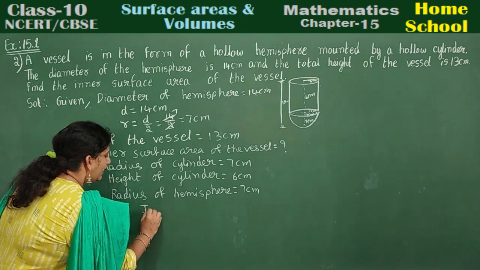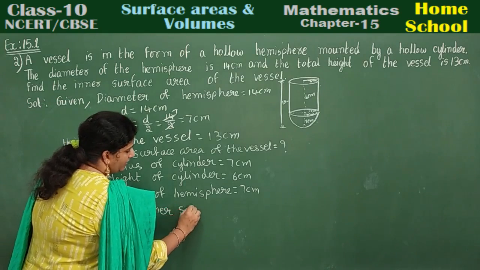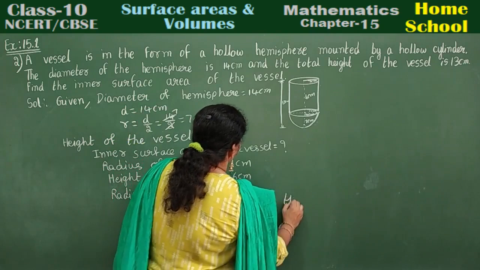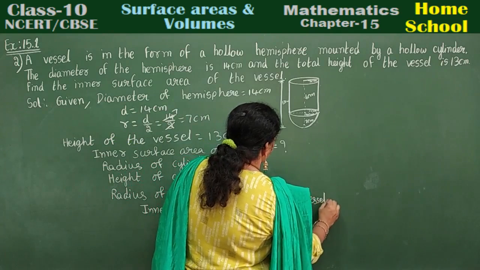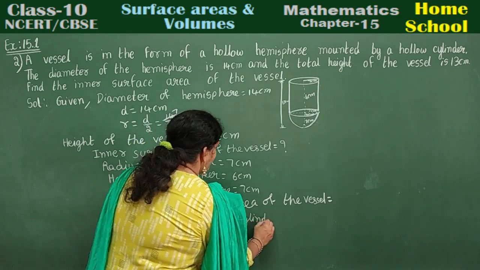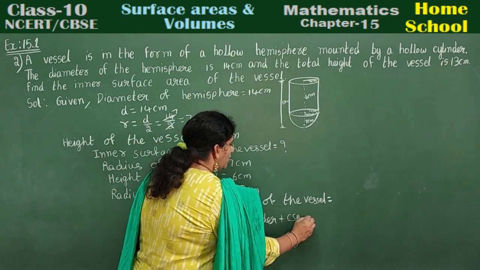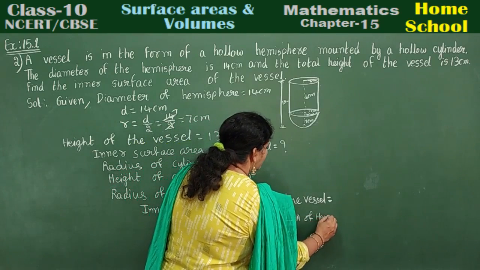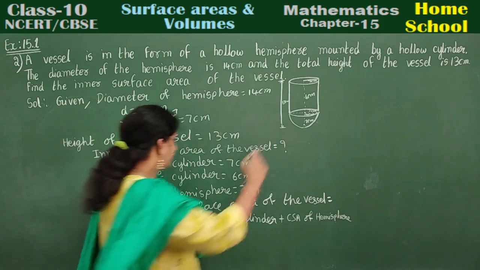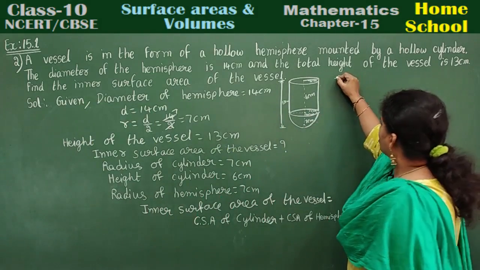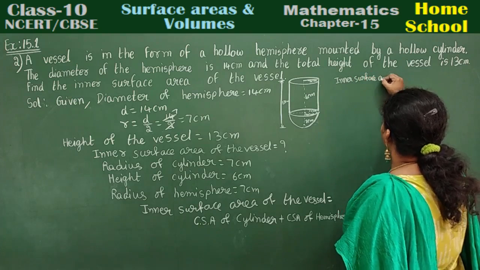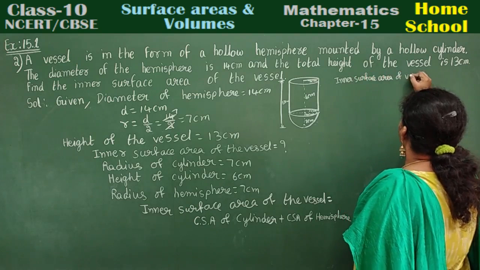Right, here the inner surface area of the vessel is equal to CSA of cylinder plus CSA of hemisphere. We need to add these two formulas, children, and we are going to get the answer. So let me write here, just I write the shortcut. Inner surface area of the vessel.